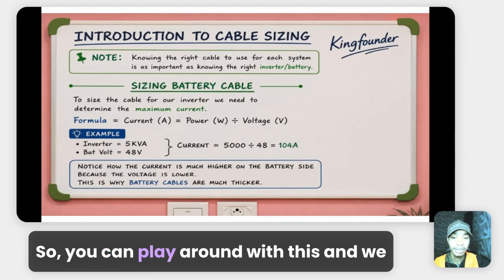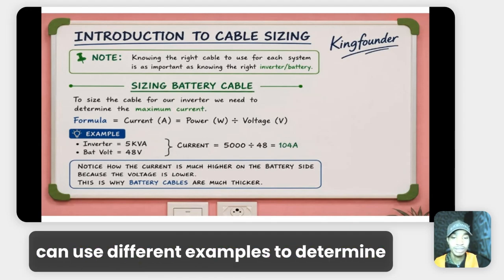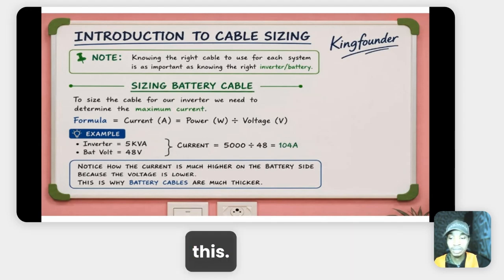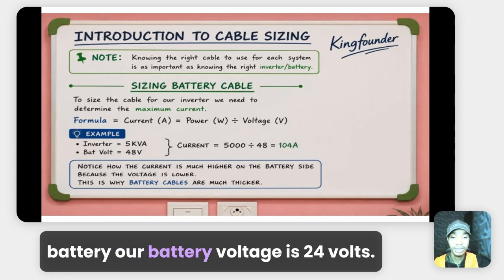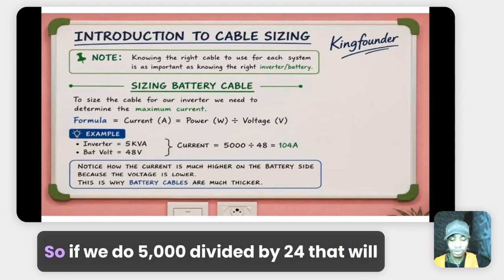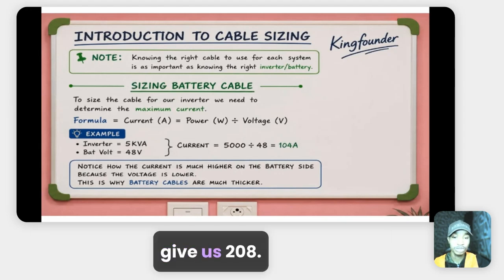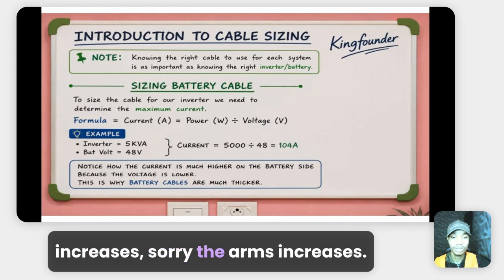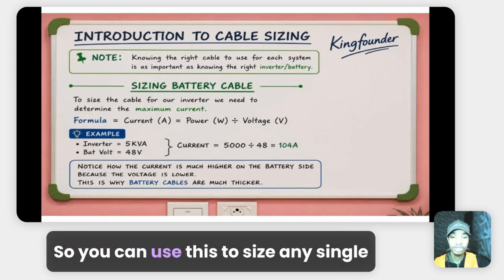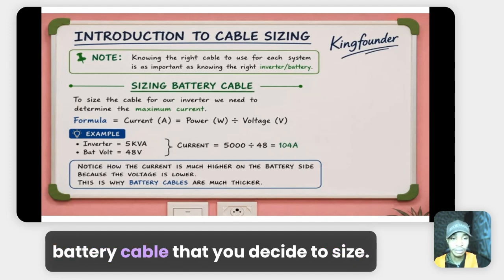So you can play around with this and we can use different examples to determine this. Let's say our inverter is still 5 kVA, but our battery voltage is 24 volts. So if we do 5,000 divided by 24, that will give us 208. So you can see that as the voltage decreases, the amps increase. So you can use this to size any single battery cable that you decide to size.